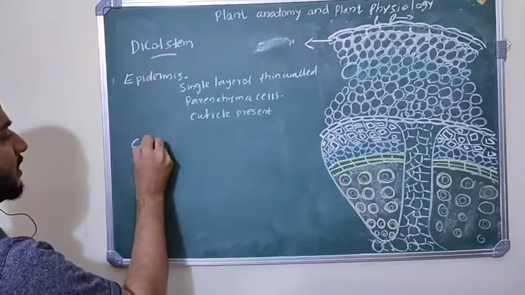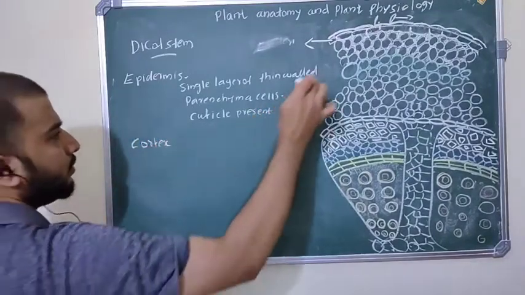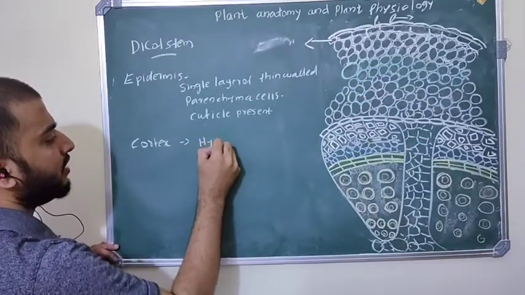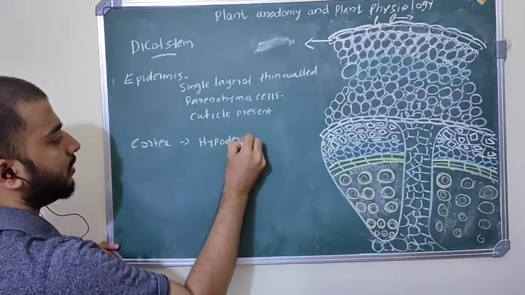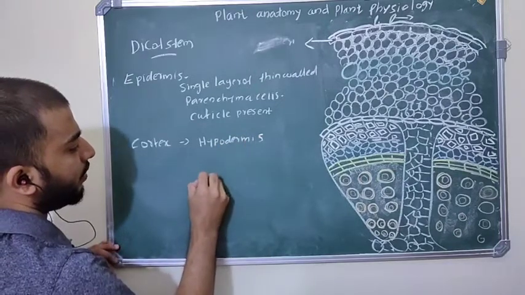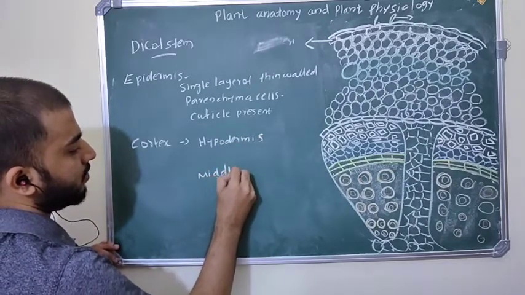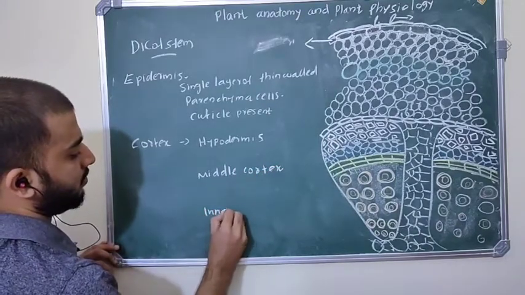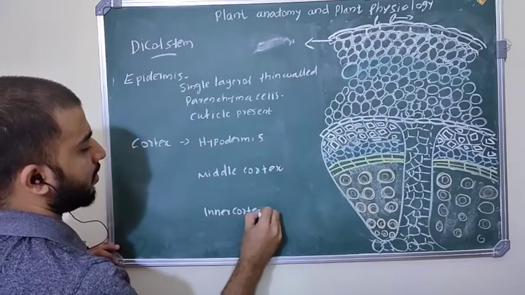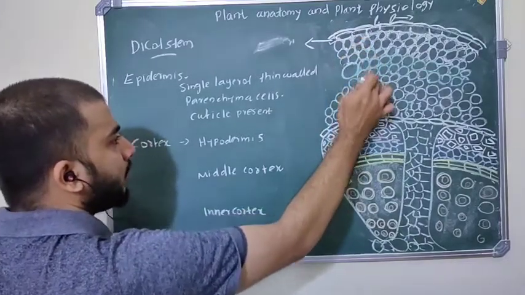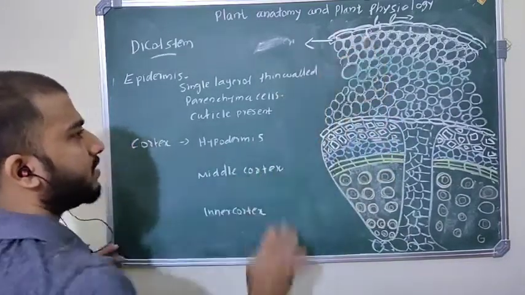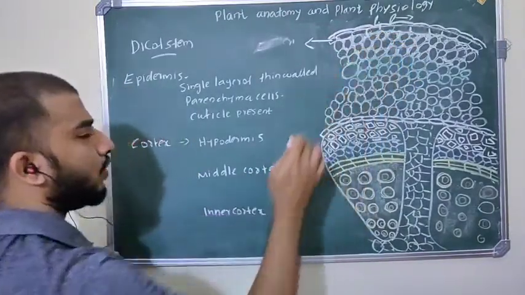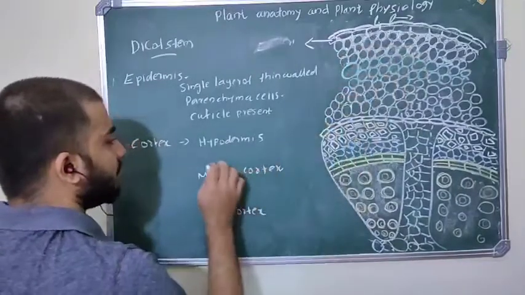And this cortex in the dicot stem is divided into three regions. What are the three regions? First of all, hypodermis, then middle cortex, then inner cortex. Hypodermis, middle cortex and inner cortex. Hypodermis is made up of collenchyma cells, 3 to 6 layers of collenchyma cells. Okay, so cortex, which part?